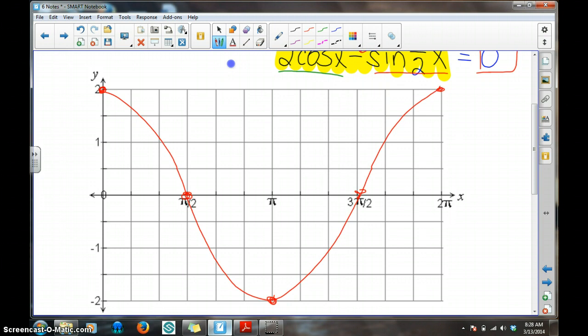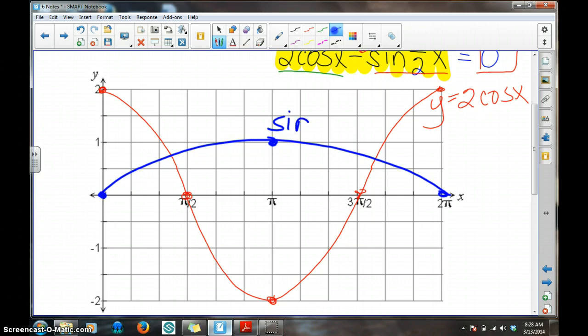Looks like this. When you have two graphs on the same sheet of paper, it's worth labeling them. The sine 1/2 x graph is going to be a regular sine graph, but I'm only going to see the first half of it. So it's going to start at 0, go to its highest point, and then go back to 0. So this is my sine 1/2 x graph. And I've color-coded them so you can tell them apart by naming red as the 2 cos x graph and blue as the sine 1/2 x graph.